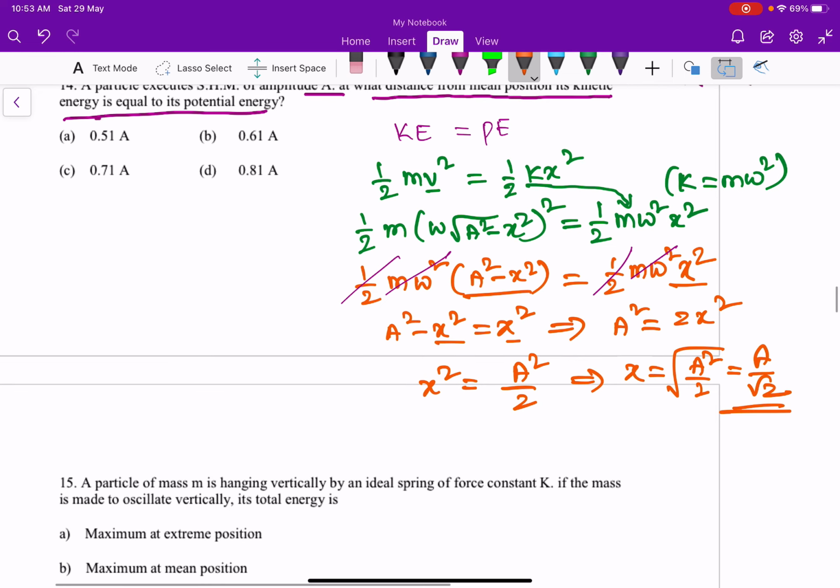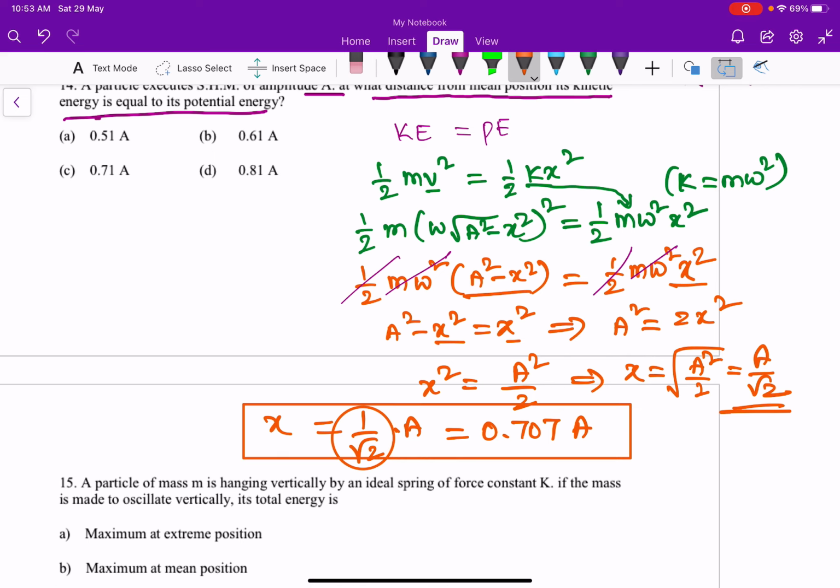So x equal to 1 by root 2 into a, and the value of 1 by root 2 is 0.707. So x equal to 0.707 a. This is the correct answer.